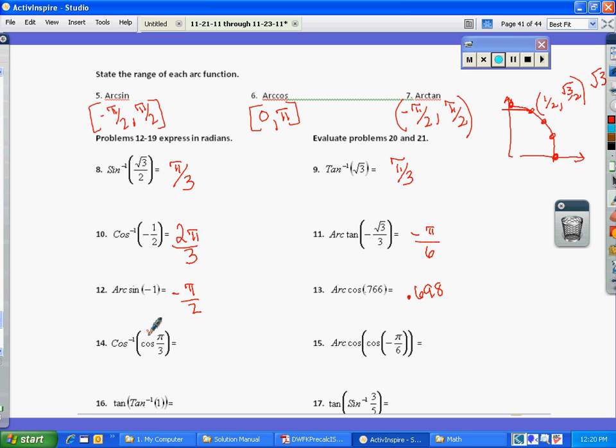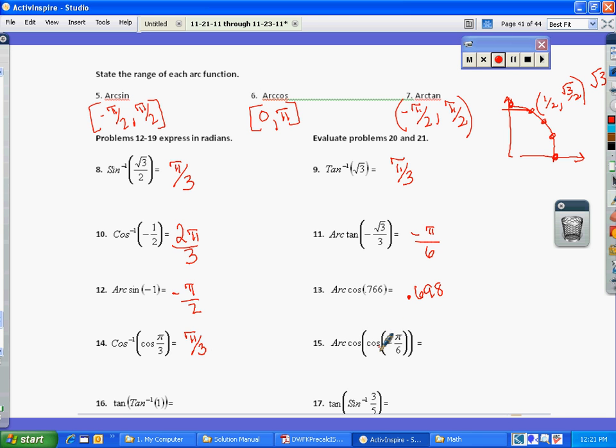Cosine inverse of cos of pi over 3. So you first are going to find the cosine of pi over 3. The cosine of pi over 3 is 1/2. And then if you take the arc cosine of 1/2, it's just going to give you back the same thing, pi over 3. So in this case, the cosine inverse and the cosine just kind of cancel each other out and you're left with pi over 3.